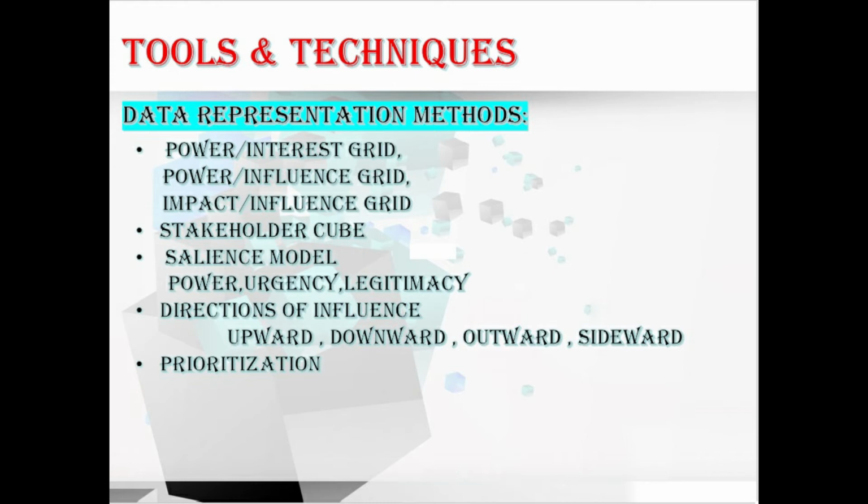First, the power or interest grid, power or influence grid, and impact or influence grid. Each of these techniques groups stakeholders according to their level of authority, that is power, the level of concern about the project outcomes, that is interest, the ability to influence the outcomes of the project, that is influence, and lastly, the ability to cause changes to the project planning or execution. This is all about the power or interest, power or influence, or impact or influence grid.